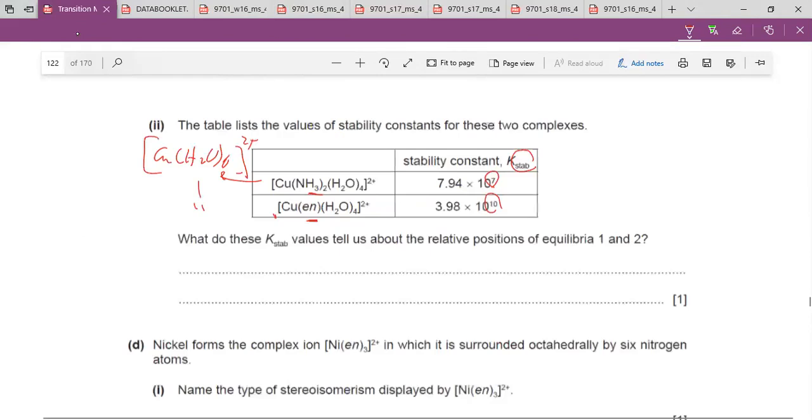What do they ask? Tell us about the relative positions of the equilibrium for the stability constants. That means 1 and 2. So 2 will the position lie more to the right hand side, or lie more to the products, which means more products are formed, right? Or en is a more stable ligand than your NH3. But they say position lies more to the right hand side. Right hand side means the products. If you're not sure, just put that it lies more to the product side.